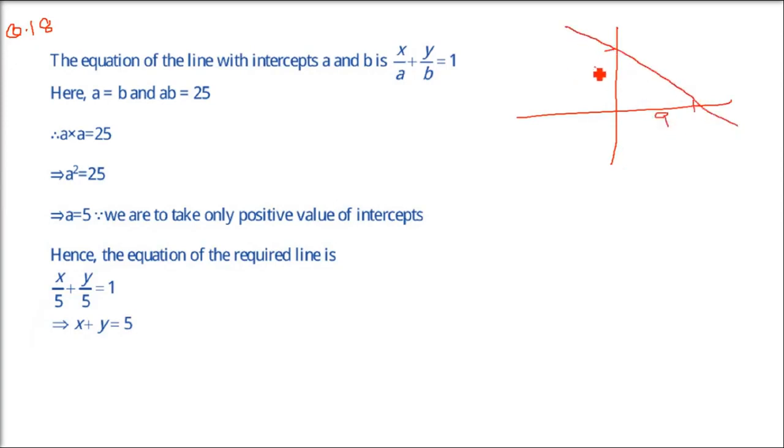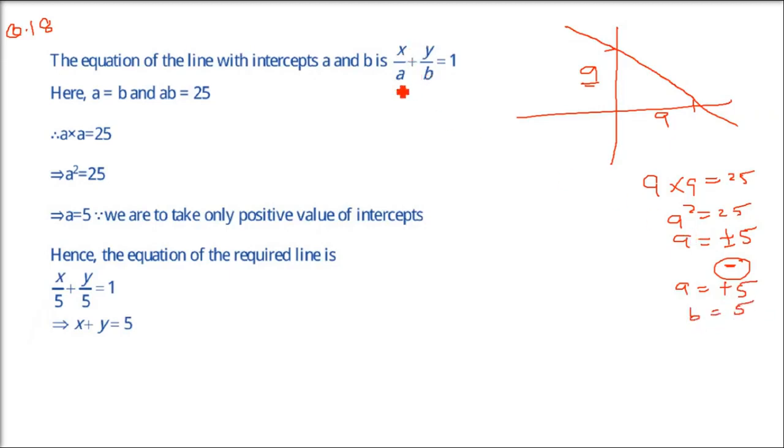The equation of the line with intercepts a and b is x by a plus y by b equals 1. Here a is also a and b is also a. And the multiplication of the intercepts, a into a, is 25. So a square equals 25, a equals plus minus 5. Negative you cannot take, because intercept is the length. So a you are going to take as plus 5. So b will also be 5 because a and b are equal.